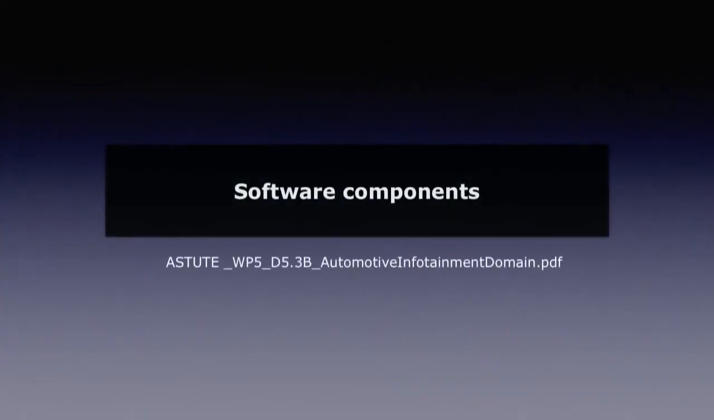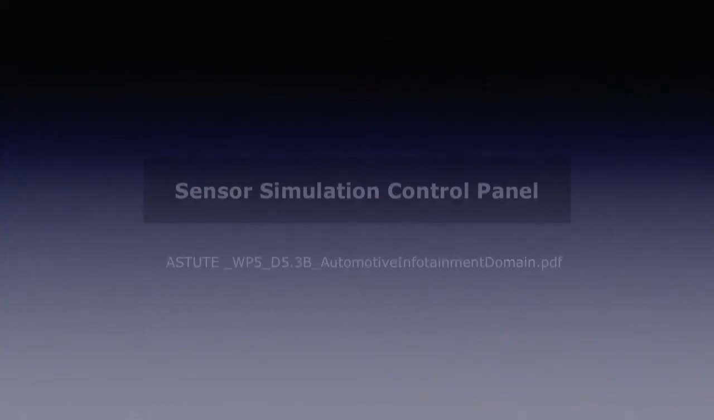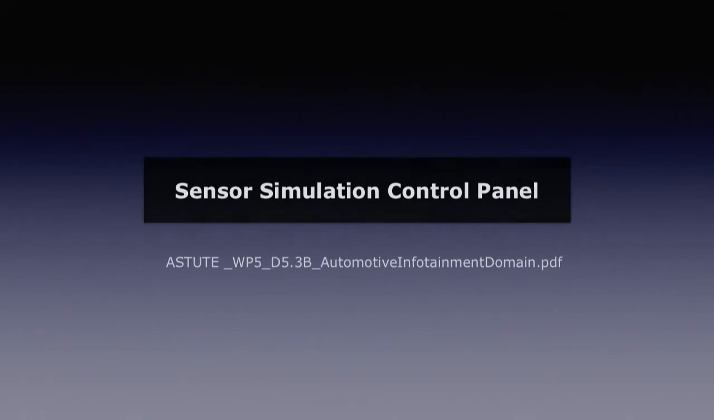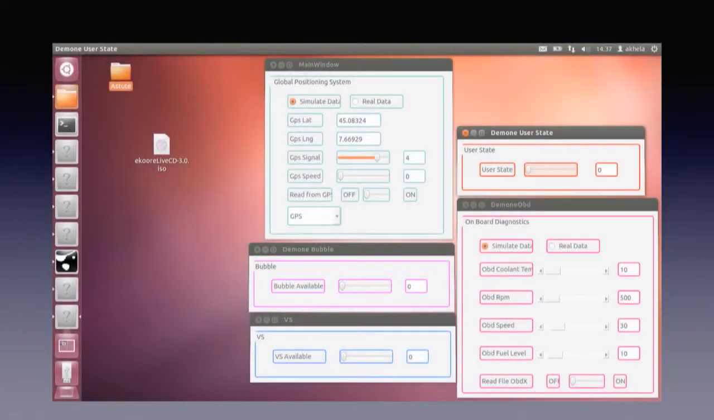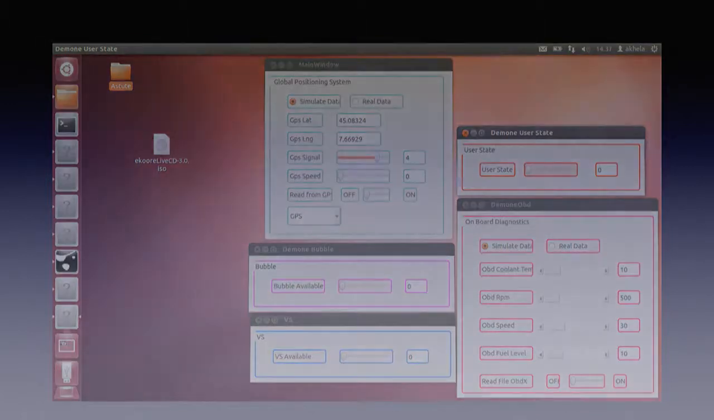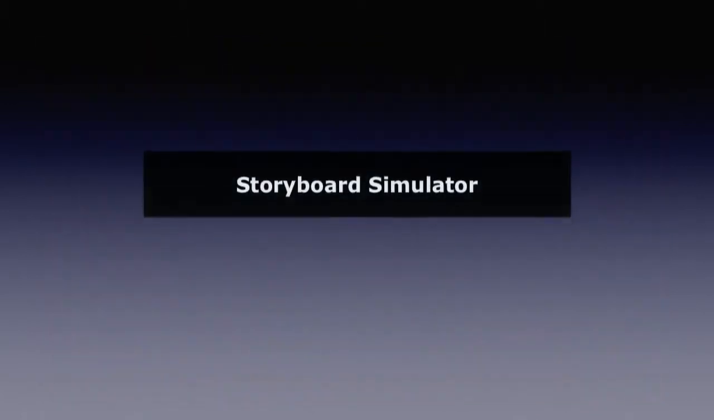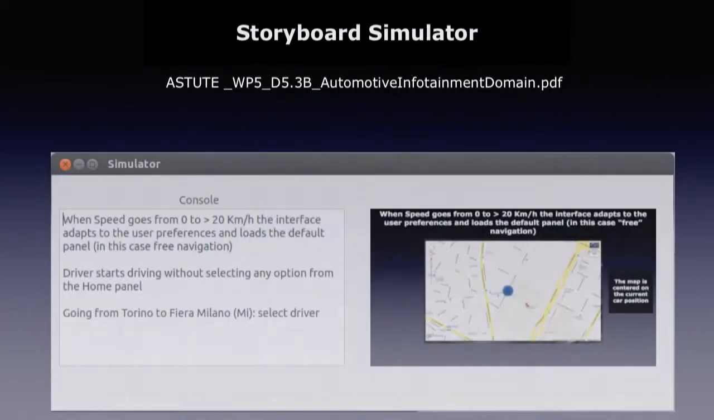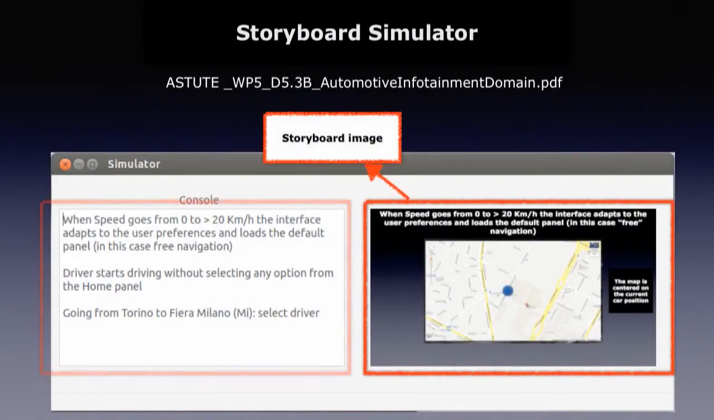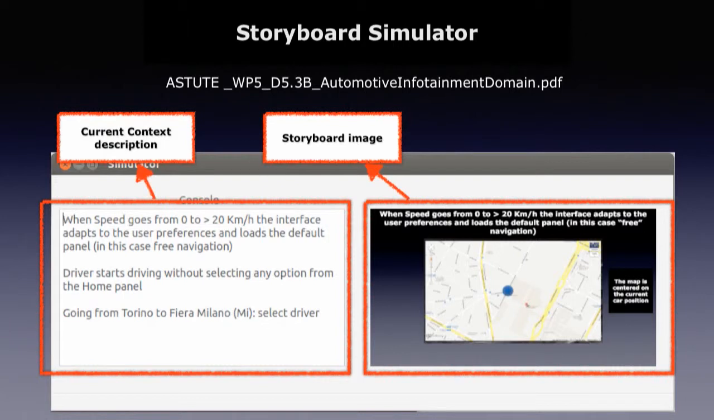Software components. The sensor simulation control panel runs on the simulation PC and allows each single sensor to be simulated individually. The storyboard simulator is used to simulate the entire scenario by sending the proper sensor data to the board automatically.